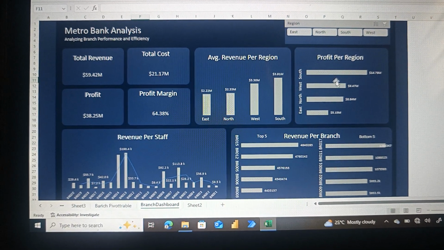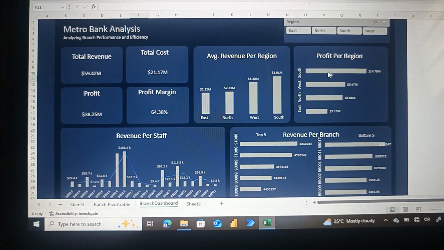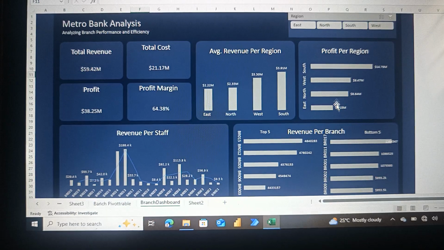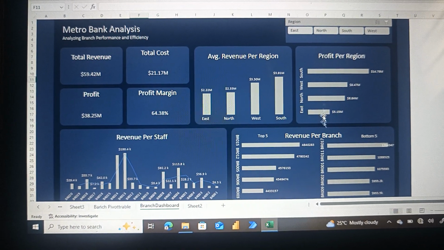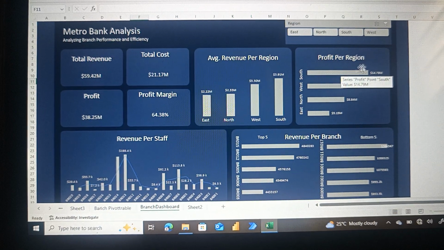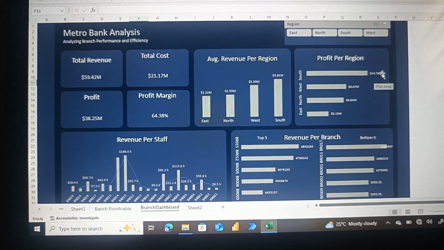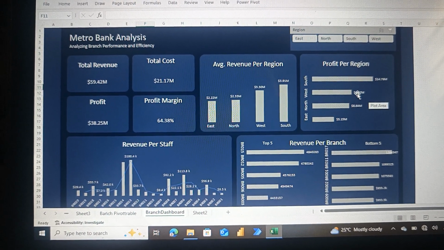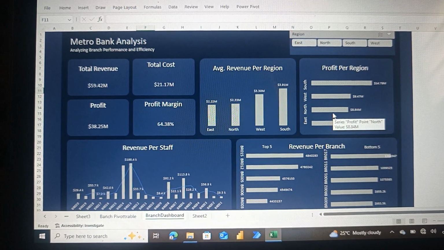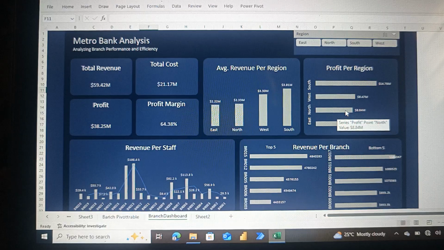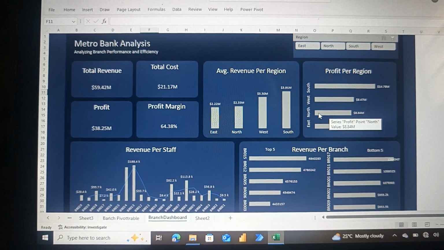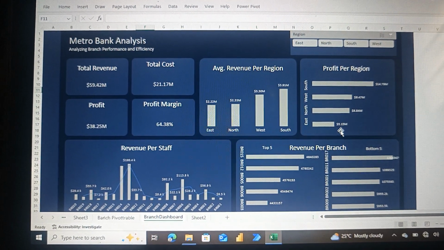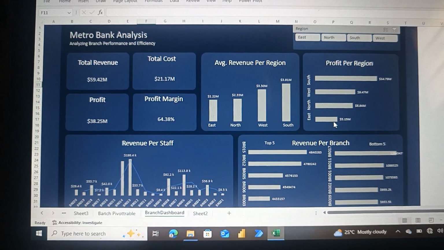Over here I calculated profit per region. I just wanted to know the region that generates high profits and the region that generates low profits. The southern region generates the highest profit of $14.79 million, followed by the western region with $9.47 million, then closely by the northern region with $8.84 million. The region that generates the least profit is the eastern region, about $5.15 million.